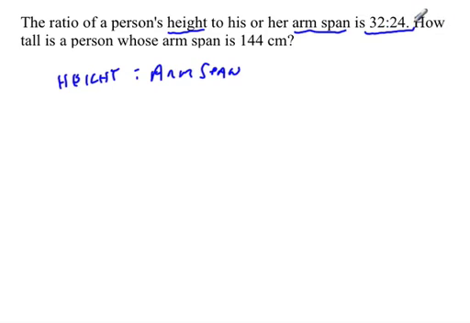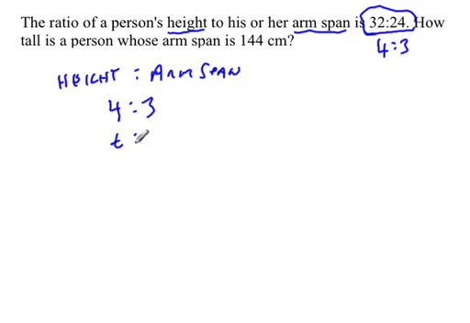Now, I'd make it a little bit easier on yourself, and if you didn't do this in your question, you should get the same answer if you did everything correctly. But I would have reduced this to lowest terms, because this is 32 to 24, 8 divides into both, so this is the same thing as 4 to 3. When you divide 32 by 8, you get 4. When you divide 24 by 8, you get 3. So I'm going to use the ratio 4 to 3, even though if you use 32 to 24, you should get the same answer. And so now we want to know how tall a person is.